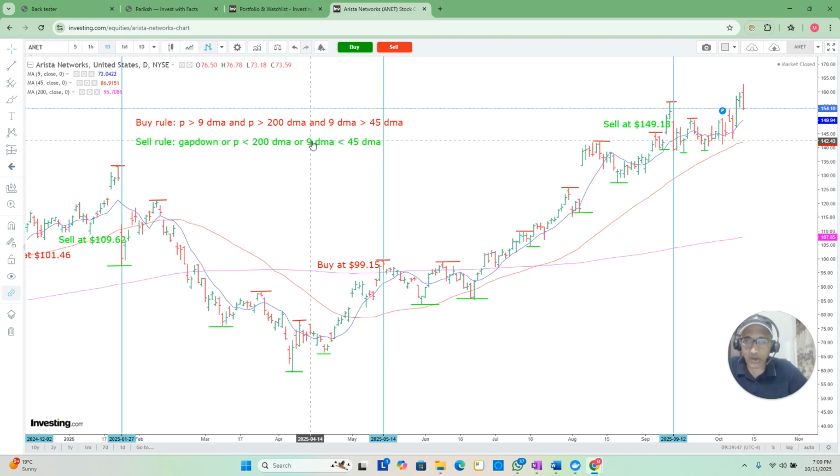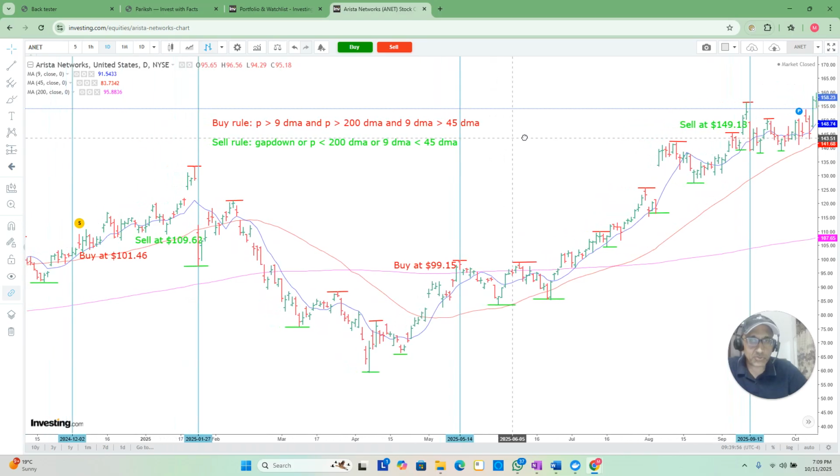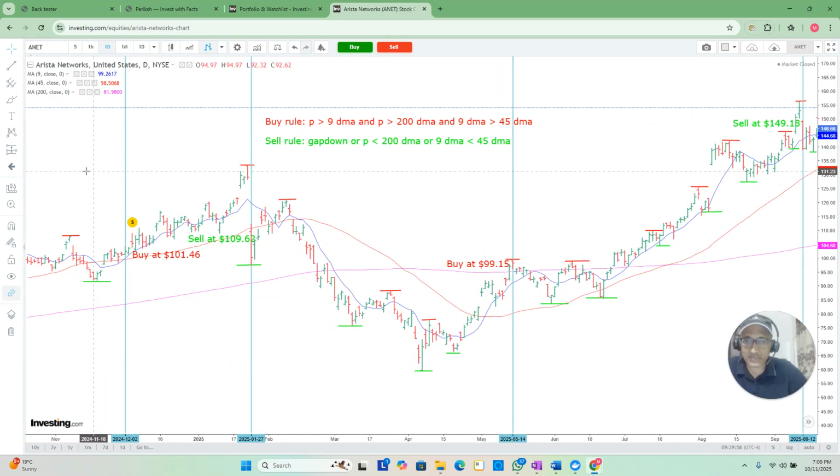Now let me show you two buy-sell transactions. The first one happened on 2nd December 2024. I had a buy signal on that day. The price was above this blue line, which is the 9 DMA. It's also above the pink line, which is the 200 DMA. And this blue line, the 9 DMA, also crosses over this 45 DMA. So that's a buy signal. So I buy at 101.46.